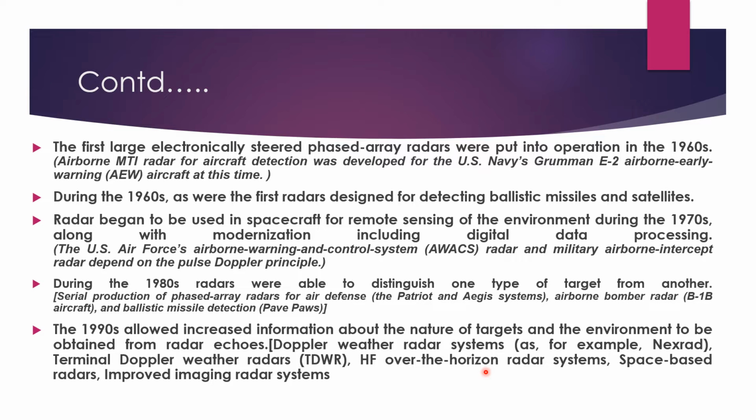Okay, then this is the HF over-the-horizon radar system. This HF over-the-horizon radar system is primarily used for the detection of aircraft at very long ranges, up to 3,700 kilometers. So you can detect aircraft by using this particular radar to a very long range.